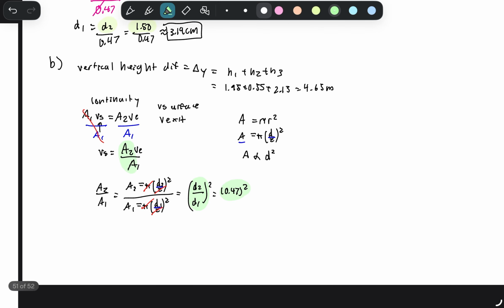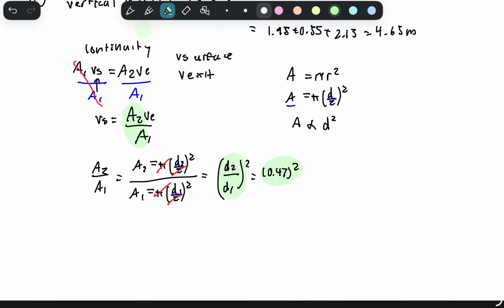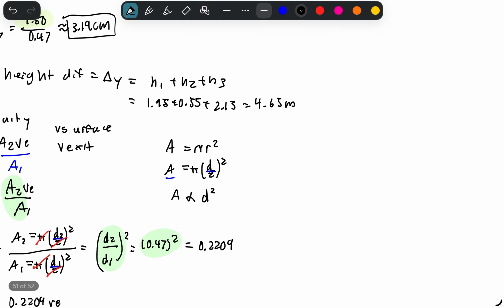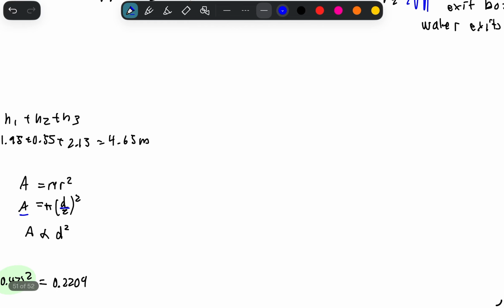So now we can substitute that in to find our V speed. So V speed is going to be equal to our 0.47 squared, and that's equal to 0.2209. So Vs is equal to 0.2209 times Ve. However, we still don't know what V exit is, but we can find V exit. We can usually find our velocities using Bernoulli's equation. So our Bernoulli equation, we're going to use it from the surface to the exit. Conservation of energy from the surface to the exit.